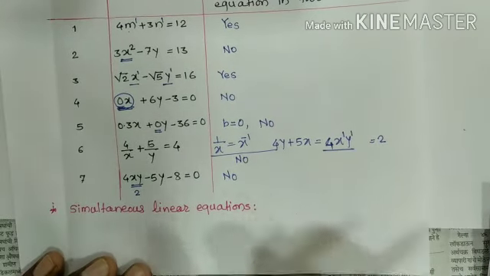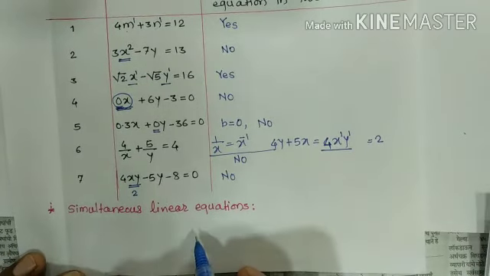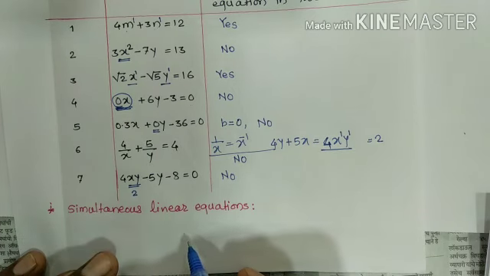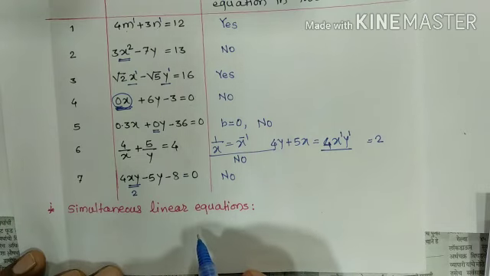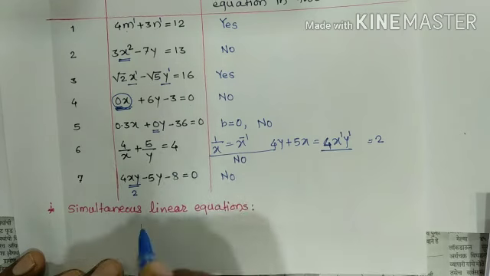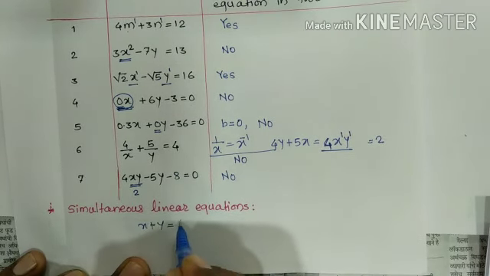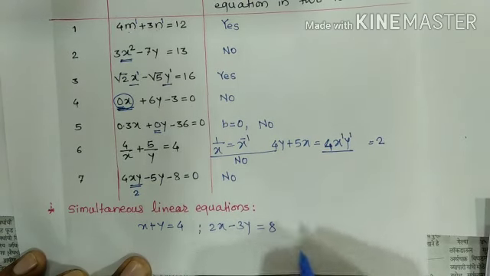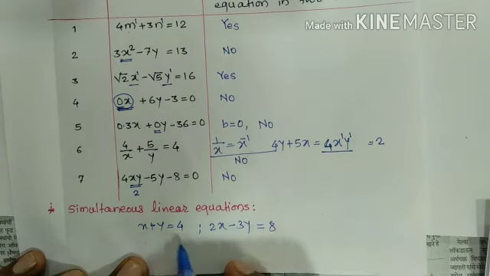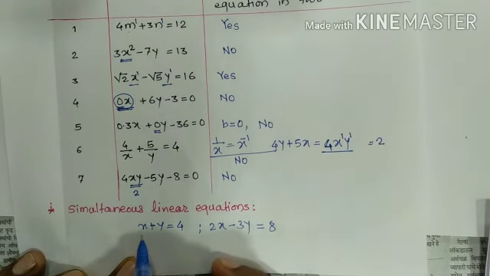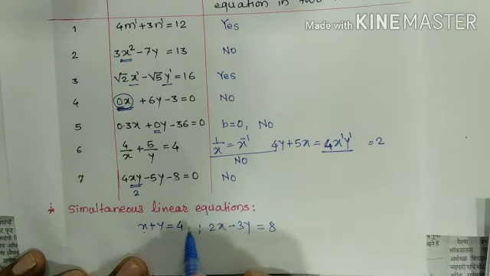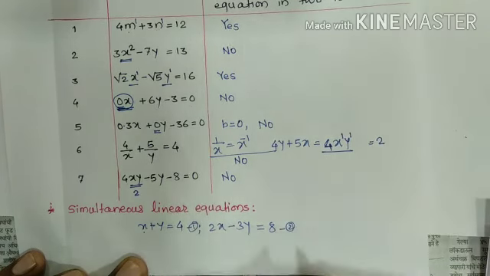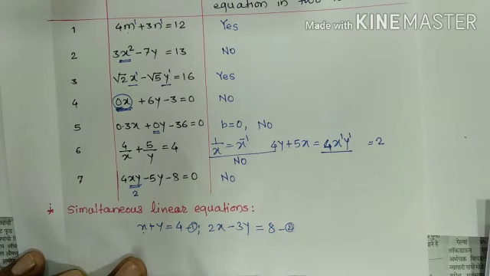Now the next point is simultaneous linear equations. When we consider two linear equations in two variables at the same time, they are called simultaneous equations. For example, x plus y equals 4, 2x minus 3y equals 8. These are two linear equations in two variables, and here the variables of both the equations, suppose this is equation first and this is equation second, are the same. That's why these are simultaneous equations.